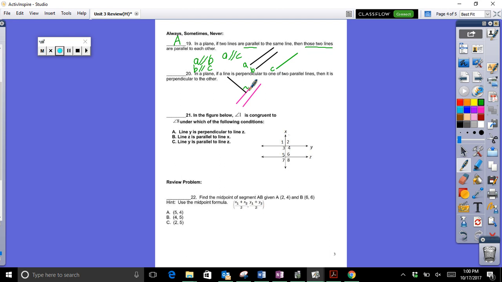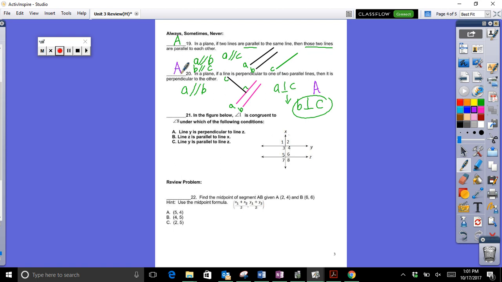So say this is A and this is B and this is C. If A is perpendicular to C, and A is parallel to B, then you could say that B is also perpendicular to C. Okay? That's the conclusion, and that will be true every single time. Always. That's always going to be true.